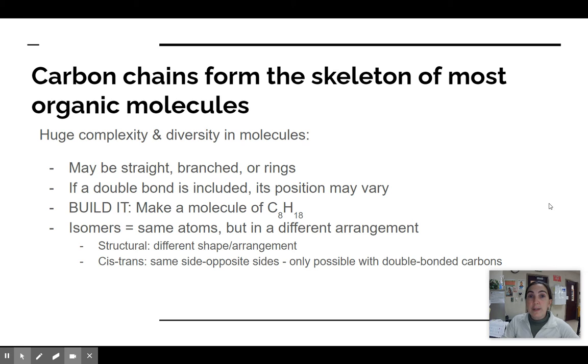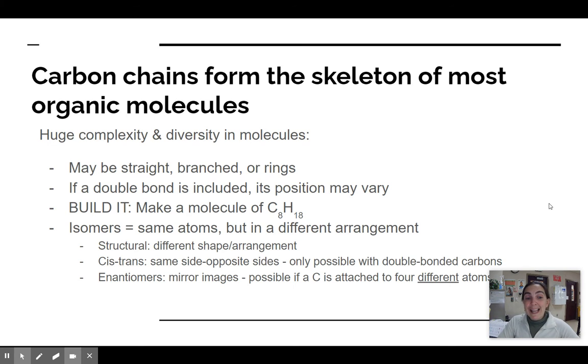Here's another type of isomer. That one is called an enantiomer, which is a mirror image. They look very similar, but they're not quite the same. And that's only possible if the carbon is attached to 4 completely different atoms. This can have huge consequences.